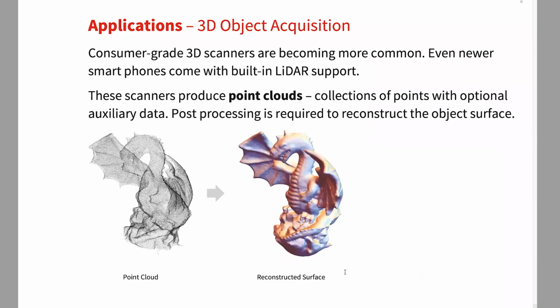As far as applications, probably the most common application here is 3D object acquisition. With 3D scanners being more affordable now, and even some smartphones having built-in LiDAR support, being able to scan real-world objects is becoming more and more common. These scanners produce point clouds, which are basically collections of points with optional metadata. We can't really do much with these point clouds by themselves. However, we usually want to reconstruct the actual surface using region reconstruction, that we can then render or apply physics to. So for example, here I have a model dragon that I scanned in with a desktop scanner. I used Mathematica to reconstruct it here on the right.